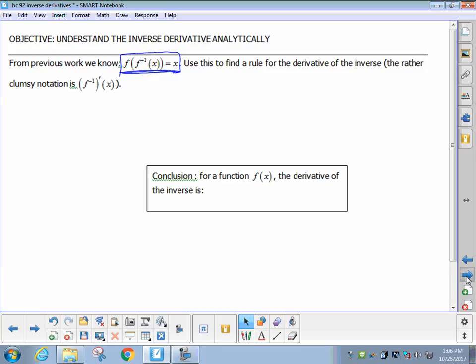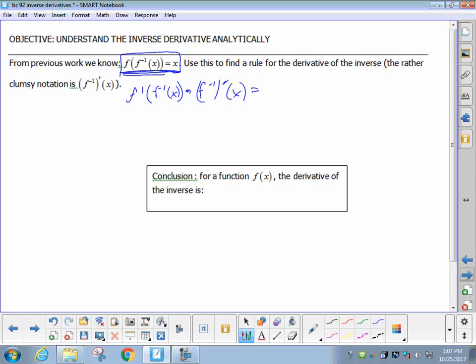Wouldn't you agree that to get a derivative rule, I probably need to take that and differentiate? So if I take the derivative on the left side, that'll require chain rule. Derivative of the outside with the inside the same, times the derivative of the inside, which is f prime of the inverse. So the derivative of the inverse. On the right-hand side, the derivative of x is just 1. This is the goal. I want the derivative of the inverse. So isolate that. The derivative of the inverse is 1 over the normal derivative, the reciprocal of the normal derivative, but instead of at x, at the inverse point.